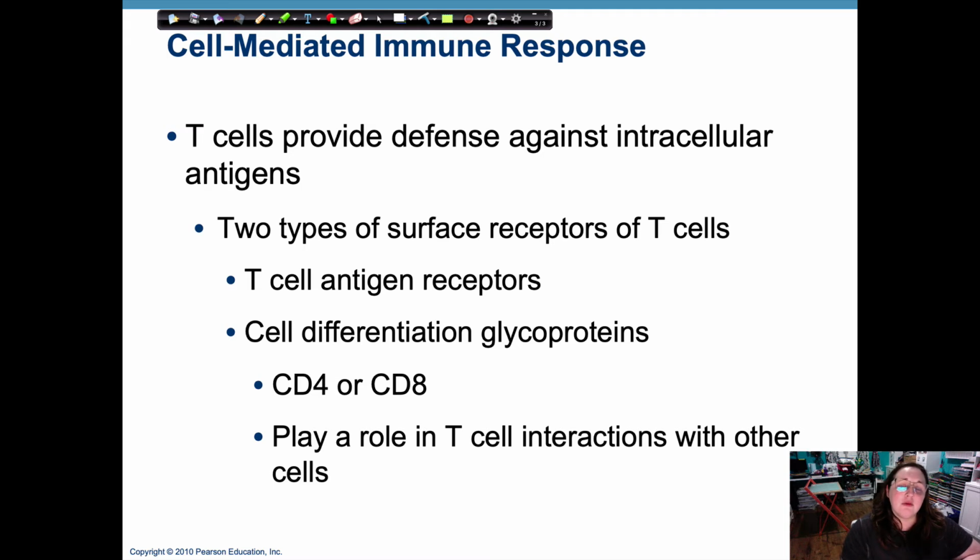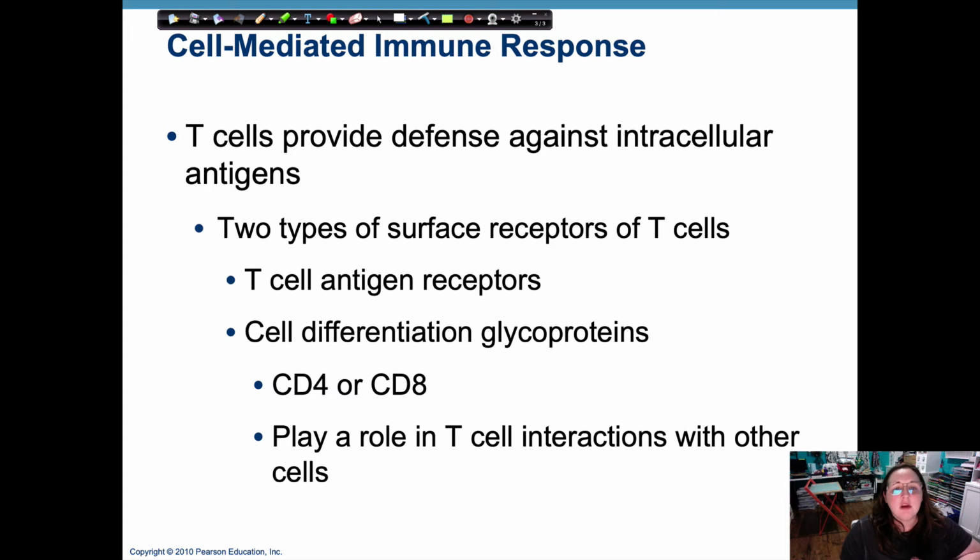In humoral immunity, we talked about B cells presenting antigens to helper T cells, and those help activate the B cells. Well, with the cell-mediated immune response, we're strictly talking T cells here. T cells are going to provide defense against intracellular antigens. They're really, really good at activating macrophages. They're really good at getting other T cells fired up. They are really your regulators of the immune response, and they also help mediate inflammation.